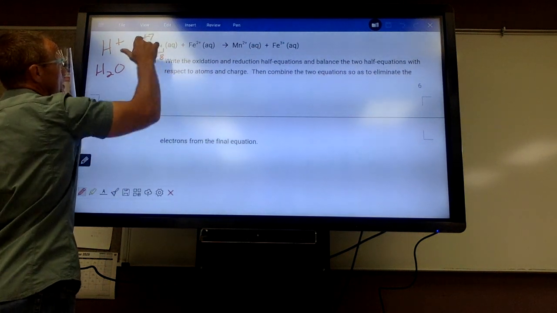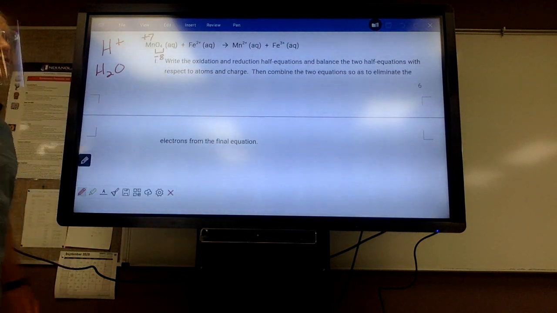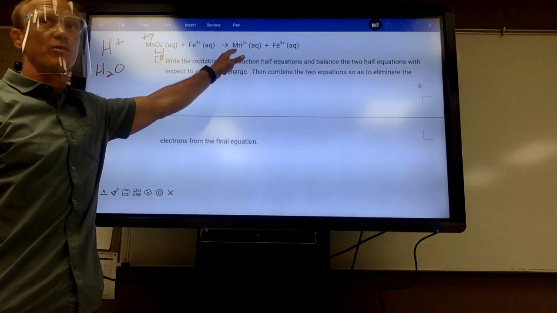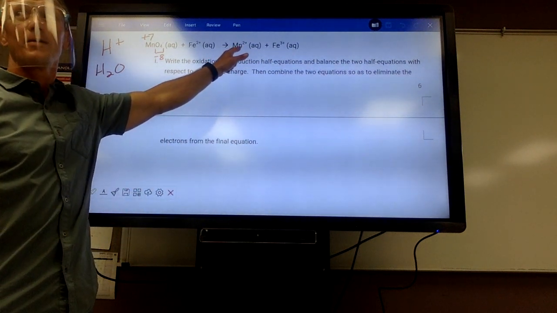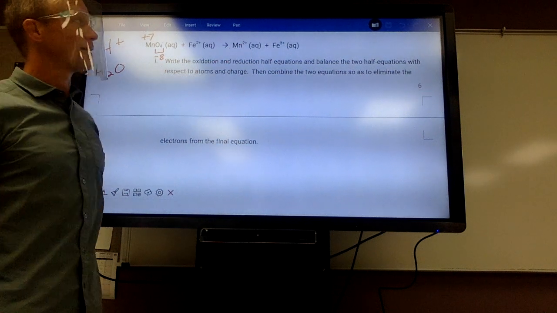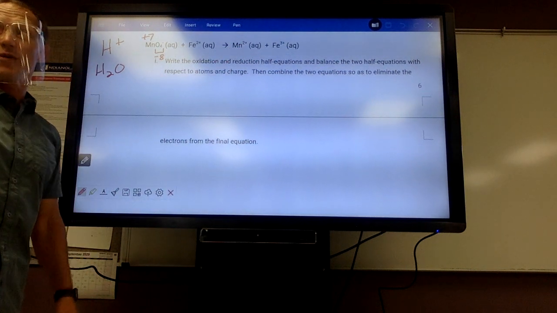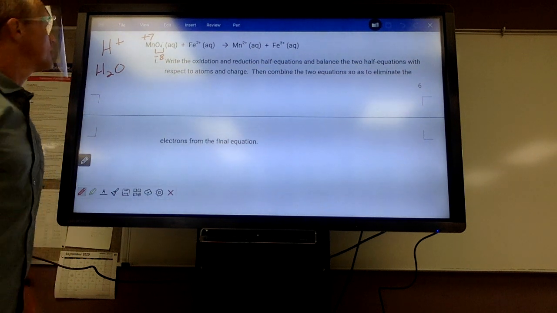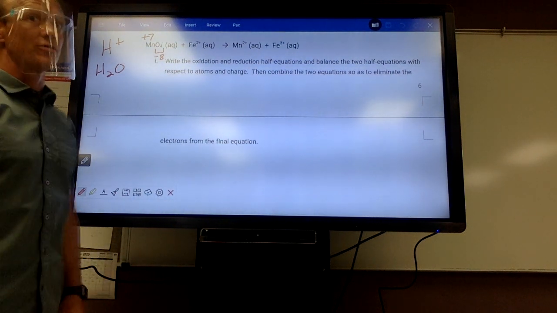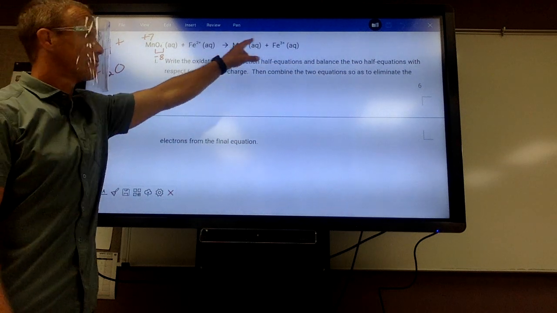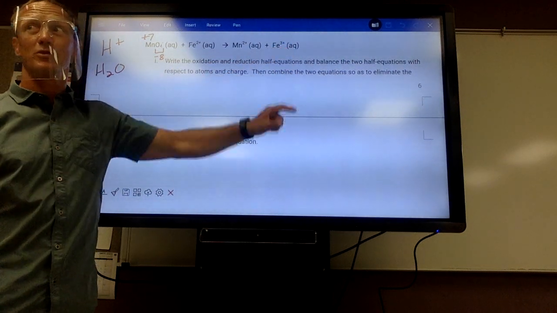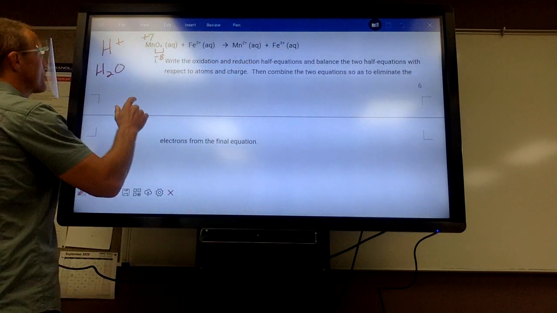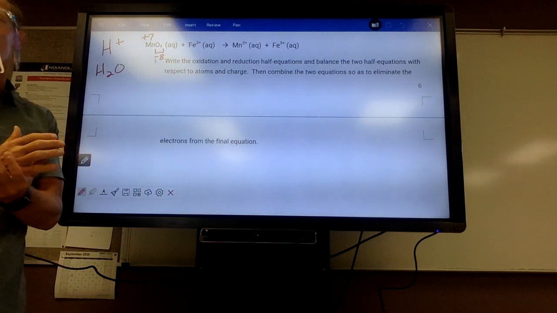Positive 7. Let's just go over here and figure out manganese's charge over here. Pretty hard to figure out on this side. Okay. +2. I like that. So is that up or down? That's down. That's reduced. Charge is going down by 5. Iron's pretty tough to figure out too. +2, +3. So it's going up. Okay, so it's oxidized.